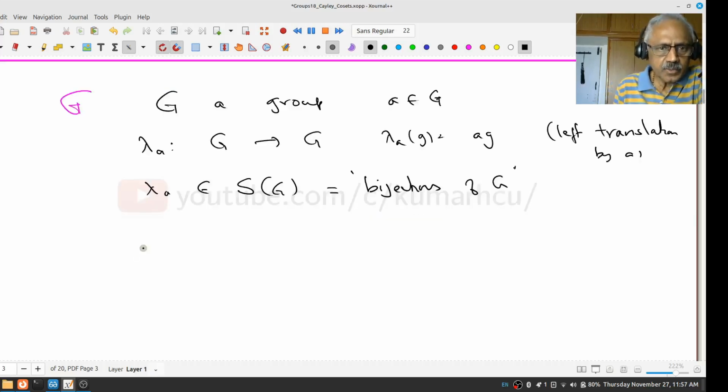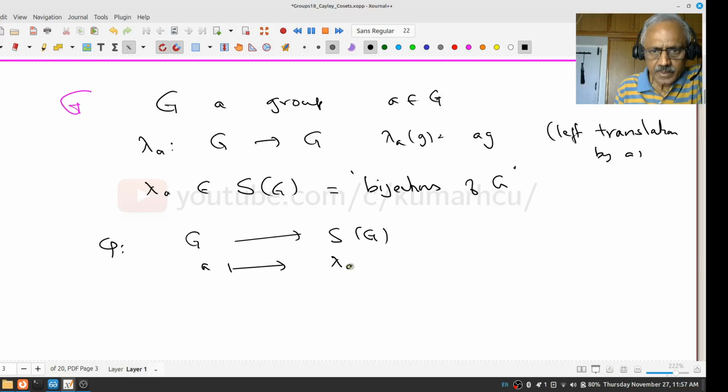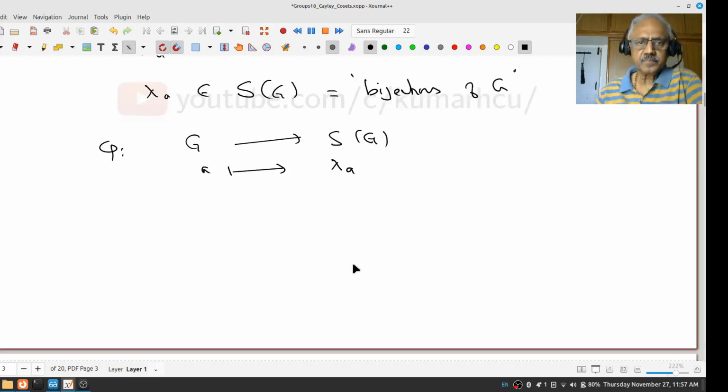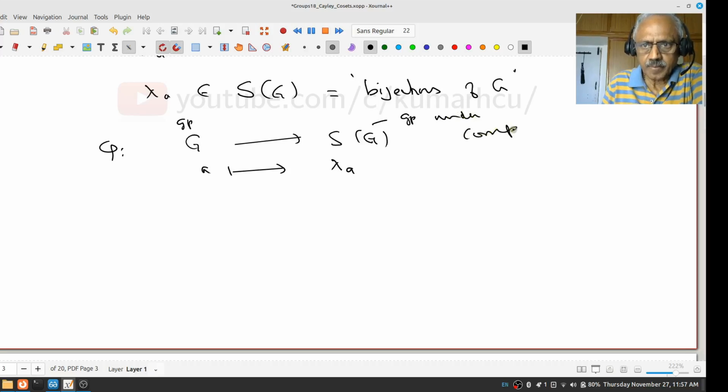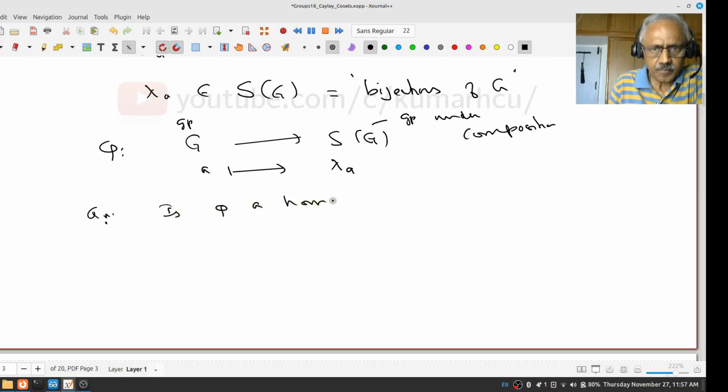Therefore, we had a map phi which is from G to S of G, where A goes into lambda A. Since this is a group, this is also a group under composition. So I have a natural map. My question is, is phi a homomorphism? We saw yes, the answer is yes.